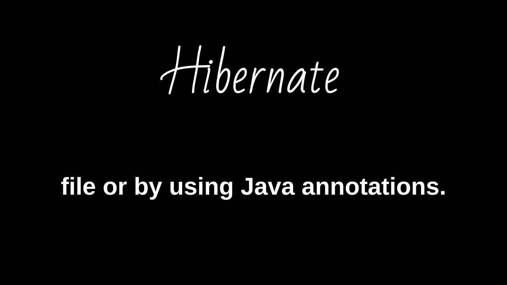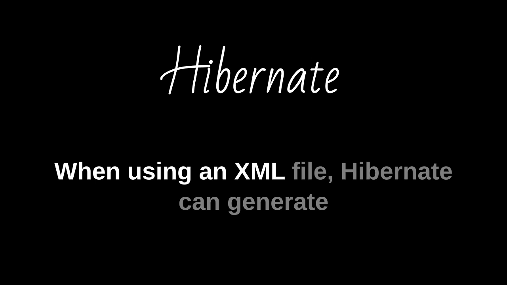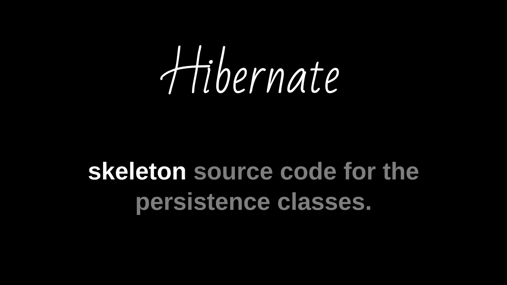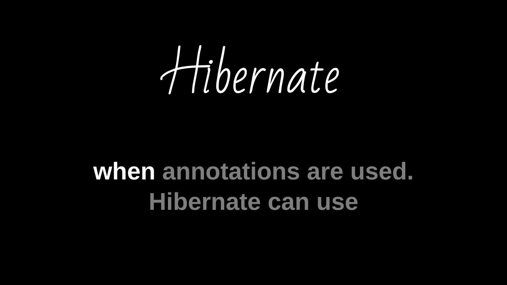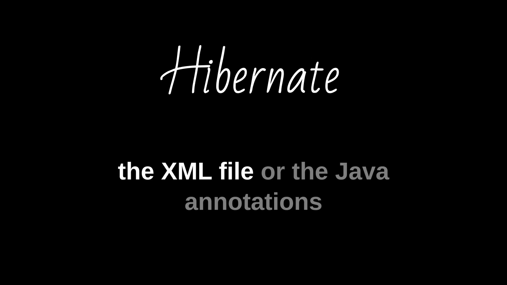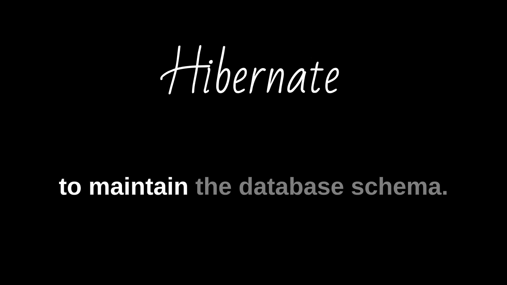The mapping of Java classes to database tables is implemented by the configuration of an XML file or by using Java annotations. When using an XML file, Hibernate can generate skeleton source code for the persistence classes. This is auxiliary when annotations are used. Hibernate can use the XML file or the Java annotations to maintain the database schema.